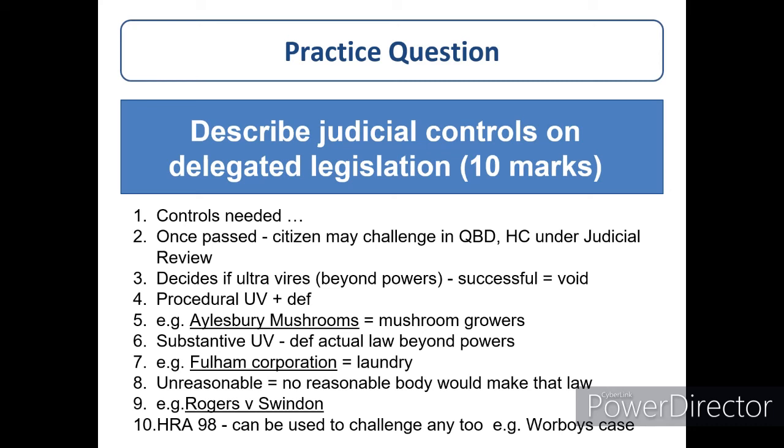You need to talk about procedural ultra vires, which you would need to define and then illustrate. And you would need to talk about substantive ultra vires, which you would need to define and you would need to illustrate. And for both those illustrations, you would probably need to mention a little bit about the facts of the case in order to illustrate how the judicial review procedure works. You'd talk about unreasonable challenges using an illustration. And it would be great to finish with a reference to the Human Rights Act 1998. Have a go at this question and try to do it to time using just 10 minutes.